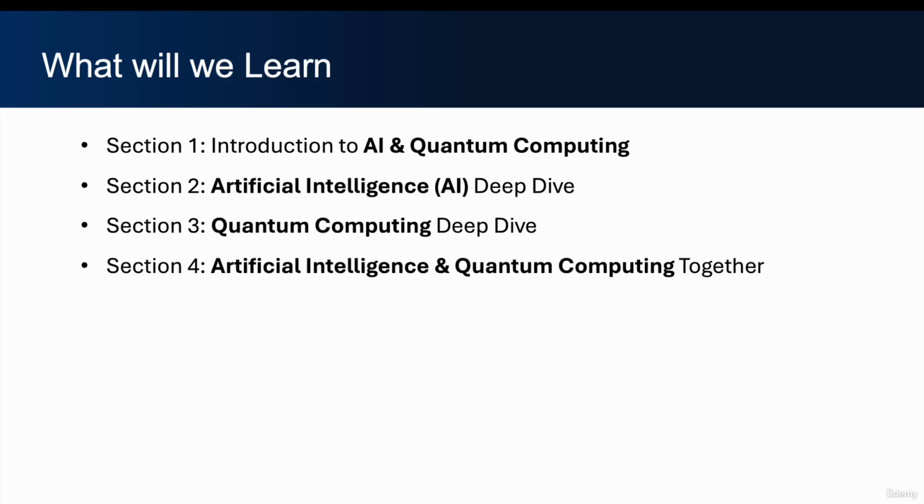In section 4, we'll be looking at how artificial intelligence and quantum computing work together. So we'll see how we can use both of them together. Section 5, we'll be looking at some advanced applications based on whatever we have learned in the first 4 sections.